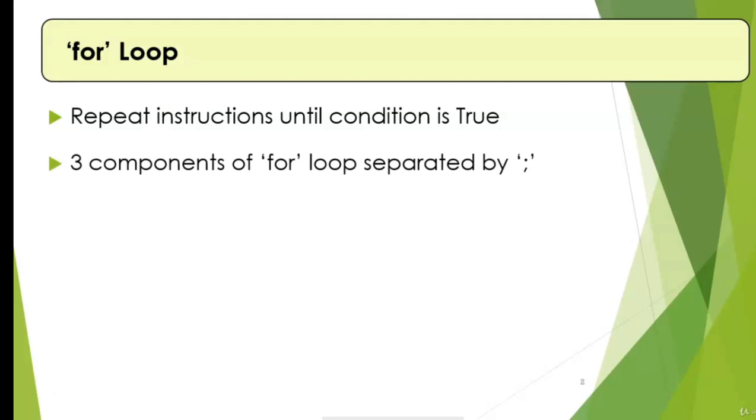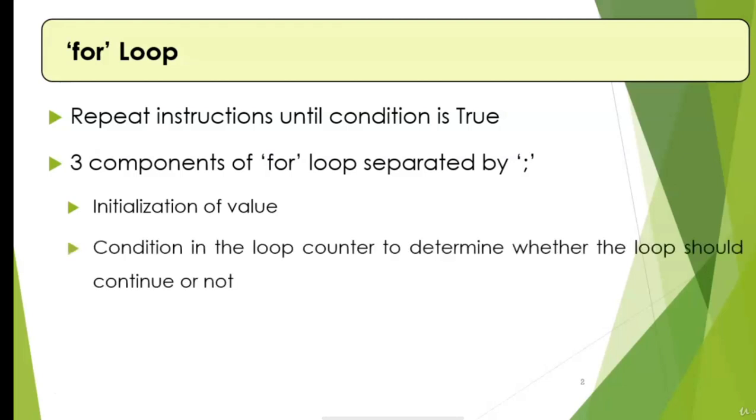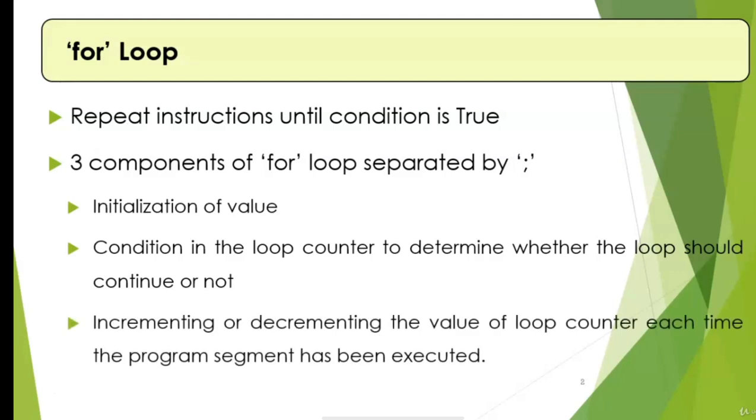Note that when we are writing a for loop, there are three components of for loop which are separated by semicolon. Let's discuss these components one by one. First component is initialization of value. Second component is the condition in the loop counter to determine whether the loop should be continued or stopped. And third component is increment or decrement of the value which is there as a loop counter.